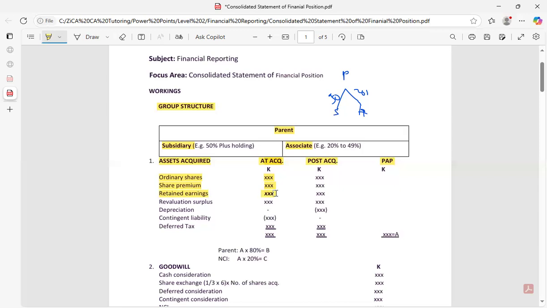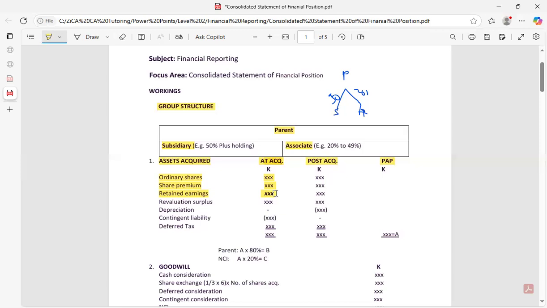But at certain times the business is acquired within the year, so you have to apportion the year's profit. If we are consolidating at the end of the year, and this subsidiary was bought in June, then 6 months are included as part of the retained earnings before acquisition, and the other 6 months are included as part of the post acquisition.